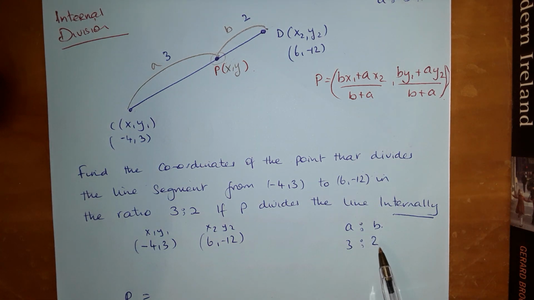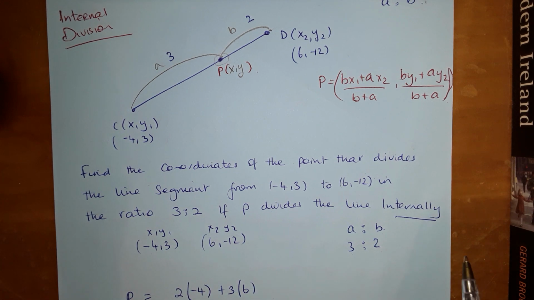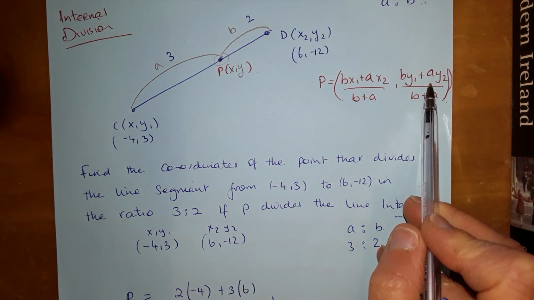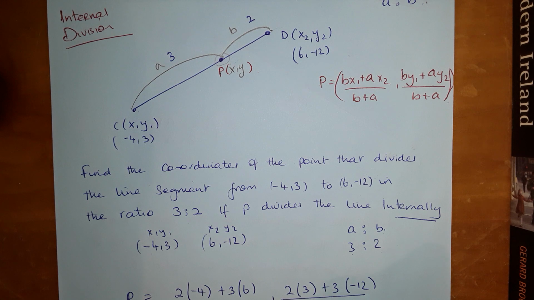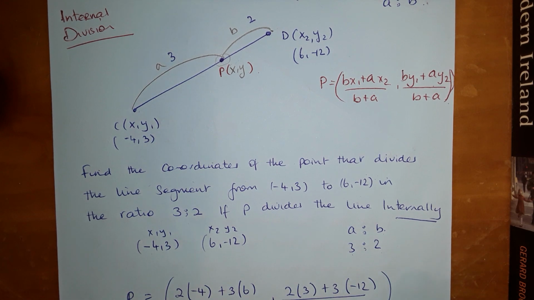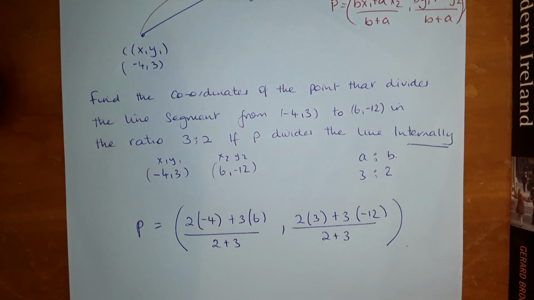So it's B, x1. So B is 2, x1 is -4. Right, plus ax2, so A is 3, x2 is 6, divided by B plus A, so 2 plus 3, right? Then for the y coordinate, I have B, which is 2, y1, which is 3, plus ay2, so A is 3, and y2 is -12, all over B plus A, which is 2 plus 3 again. Just be careful putting it in because you can easily make a mistake in slotting it into the formula.